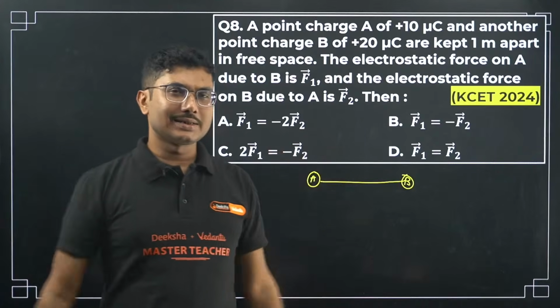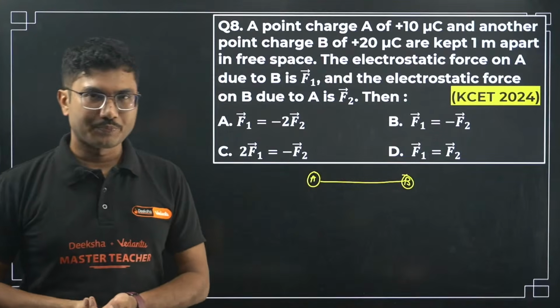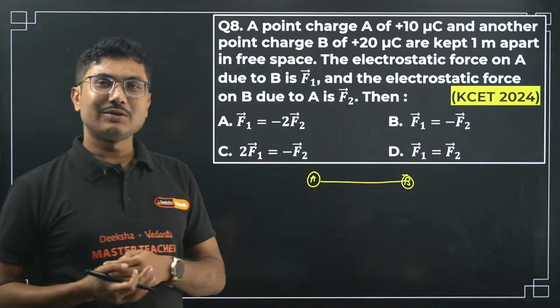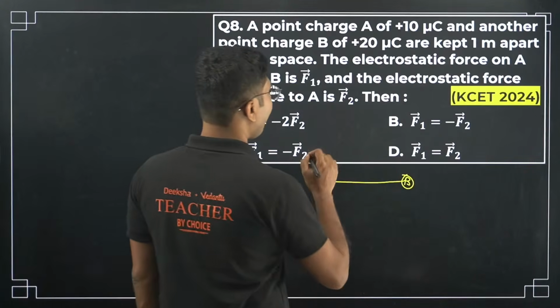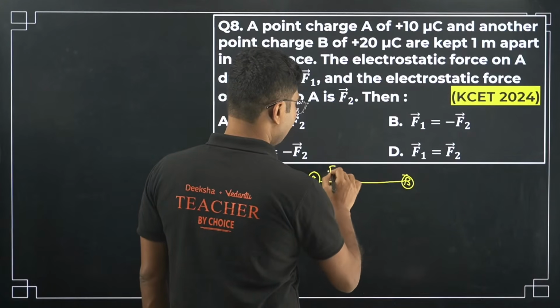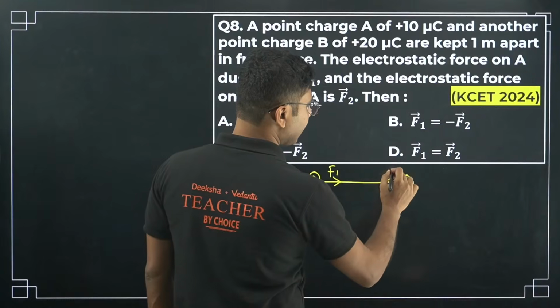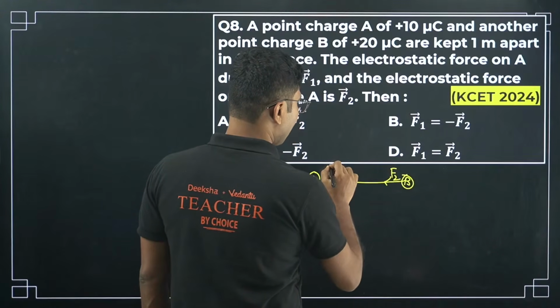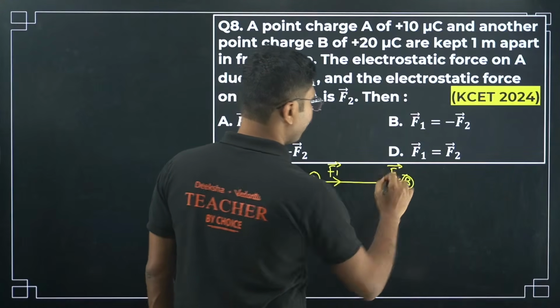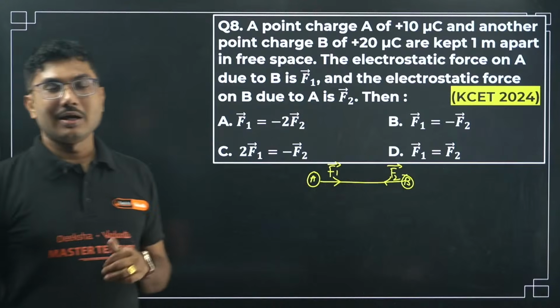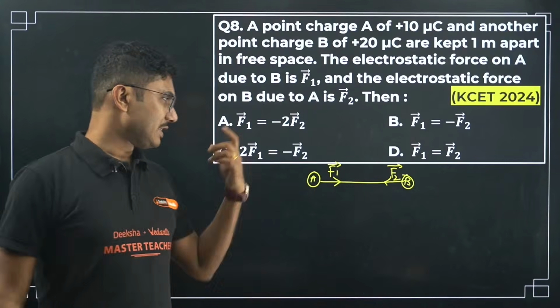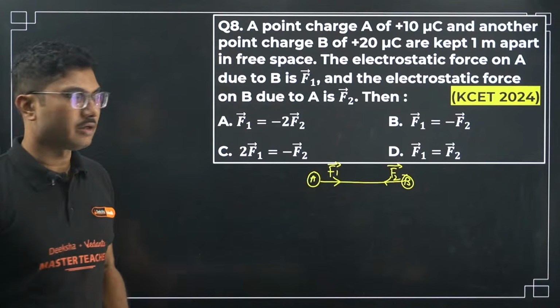Some of the data are just given to you to confuse you, which actually has no requirement. Force on A due to B is F1, force on B due to A is F2. What is the relationship between F1 and F2? For that you have to remember Newton's third law of motion. This is Coulomb's law plus Newton's third law of motion.